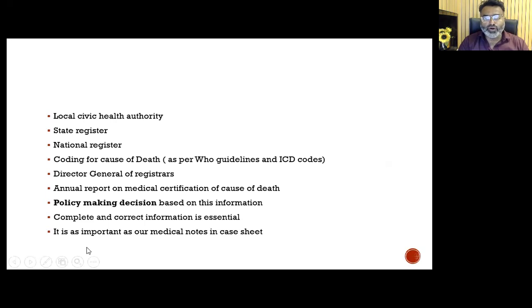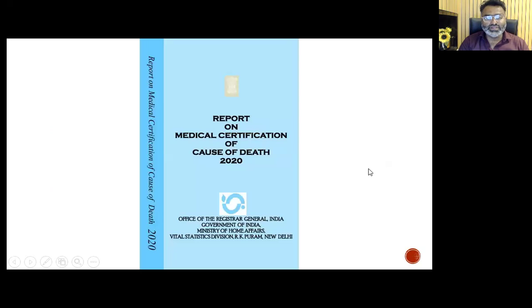So this is very important to help the decision makers and the policymakers come up with concrete decisions as far as disease prevention is concerned. Complete and correct information is as important as our medical history in the case sheet. So this part is not to be ignored, and this is how the report looks. Report on Medical Certification of Cause of Death 2020.